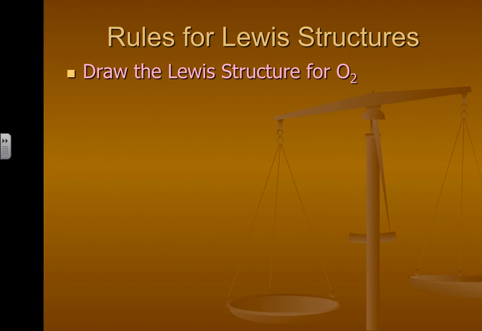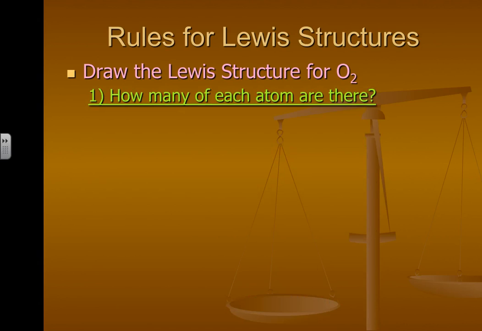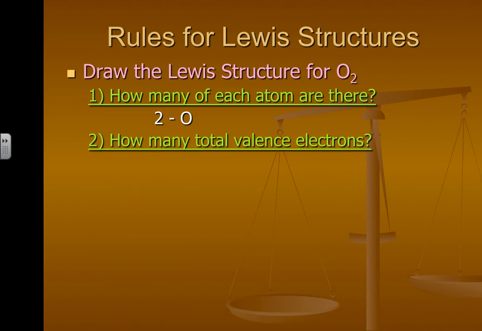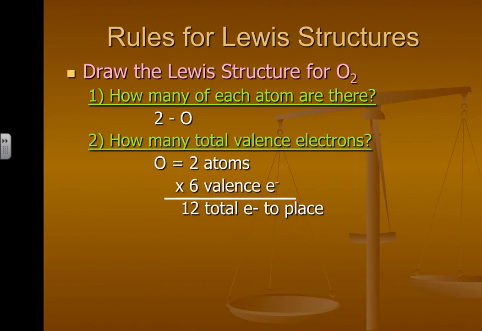Example. So these are the steps that I like to work with when we do a Lewis structure. So I want to draw a Lewis structure for oxygen gas, O2. The first thing I'm going to do is ask myself, how many of each atom are there? Well, it's O2, so hopefully you agree with me that I have 2 oxygens. Second question, how many total valence electrons are there? Each oxygen has 6 valence electrons, and I have 2 oxygen atoms, so 6 times 2 is 12 total electrons that, when I finish my structure, have to be on it. So 12 electrons between 2 oxygens.